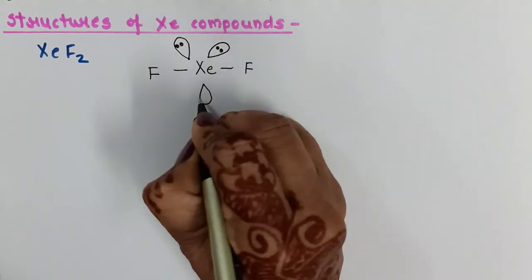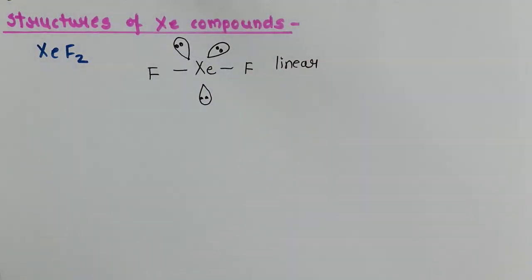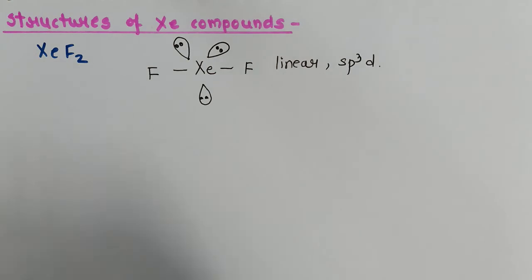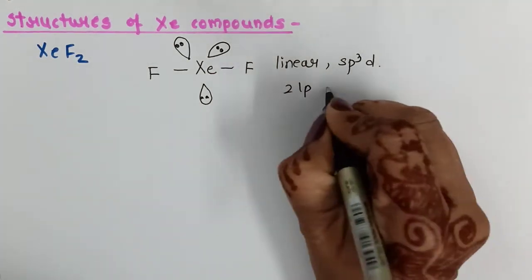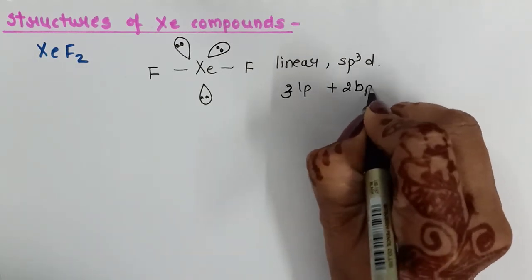And therefore XeF2 will be a linear structure with sp3d hybridization. There will be three lone pairs and 2 bond pairs.